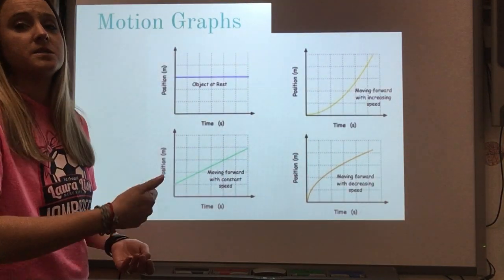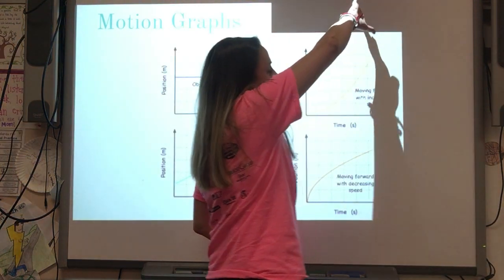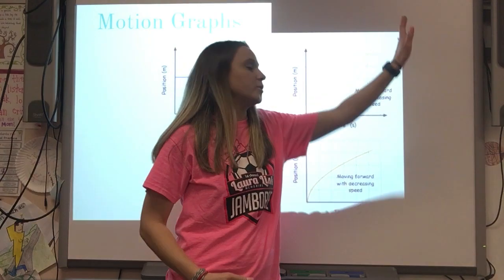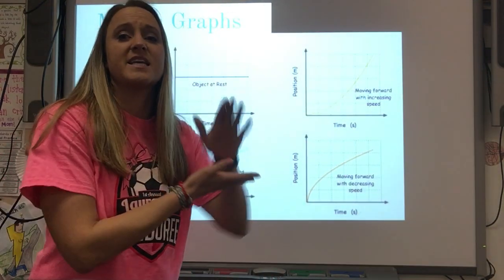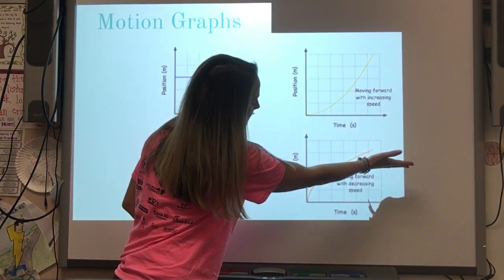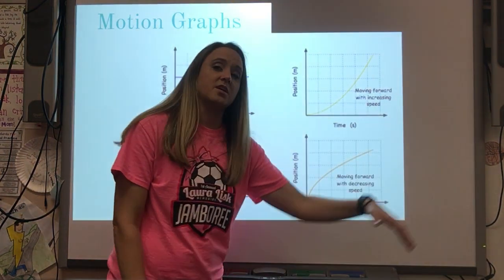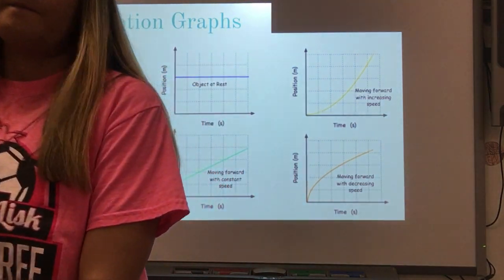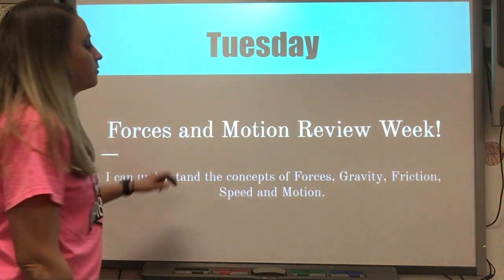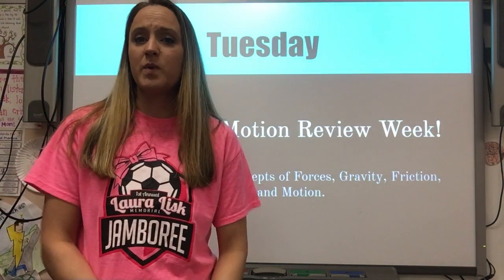It's a constant speed. A curving upward line means that the object is moving forward with increasing speed. It's accelerating. A downward curving line means that it's moving forward but with decreasing speed. Motion graphs. All right, and that is our Force in Motion video for this week.